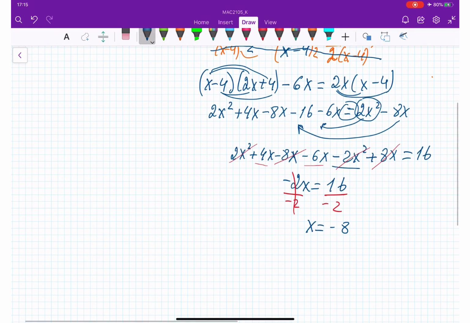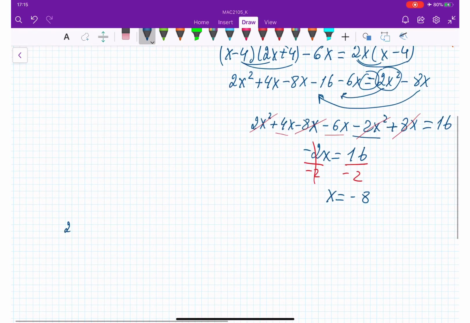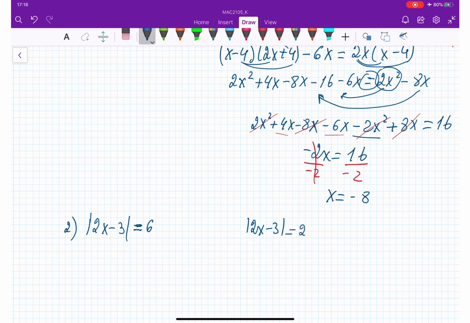Next problem. What do we have? Absolute value of 2x minus 3 is equal to 6. So what does this mean? That means that we are going to put that, okay, let me write down here, 2x minus 3 is equal to, absolute value equal to 6, okay.